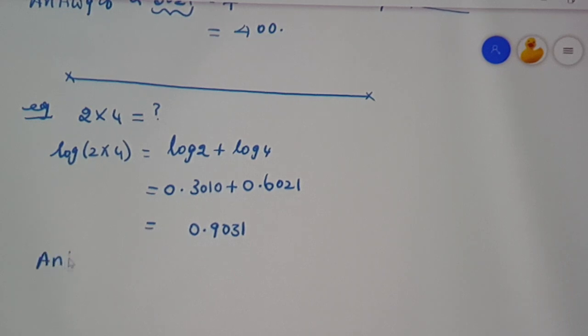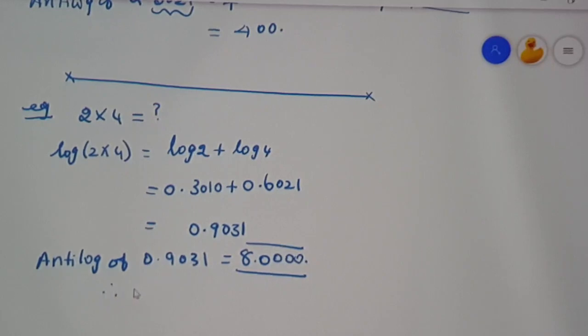Now, in order to get the answer, you calculate the anti-log of 0.9031. In that table, you see 0.90 in column 3, and in mean difference 1, you get the answer as 8.0000, or you can get 7.999. So this is the answer. Therefore, you can write 2 into 4 is equal to the anti-log of this logarithm value, which is 8.